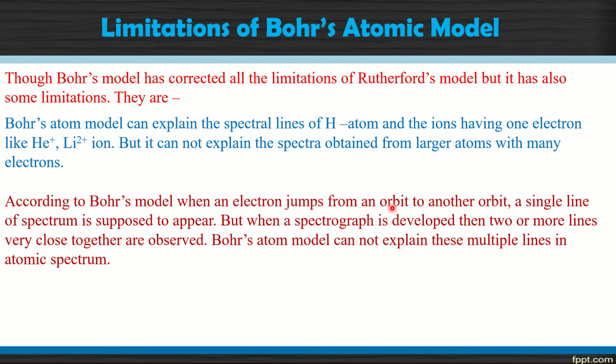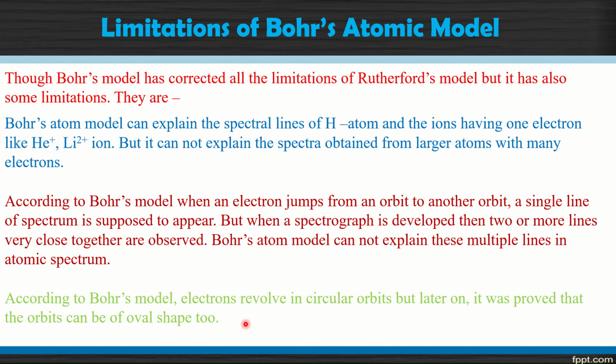According to Bohr's model, when an electron jumps from one orbit to another orbit, a single line of spectrum is supposed to appear. But when a spectrograph is used, two or more lines very close together are observed. A spectrograph is a photographic machine which is used for seeing the spectrum. Bohr's atomic model cannot explain these multiple lines in the atomic spectrum.